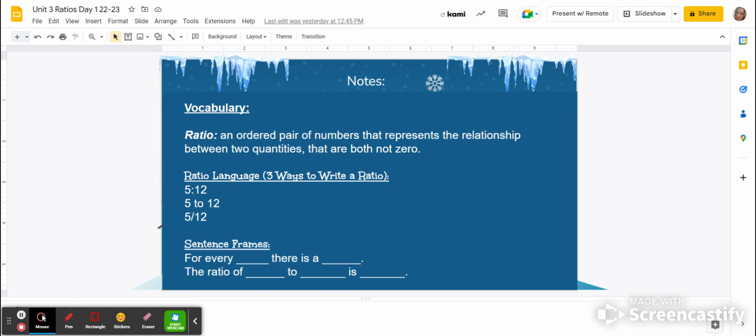Some of our sentence frames we could use: for every blank, there is a blank. For every boy, there is a girl. Or the ratio of boys to girls is, let's say, 10 to 2.